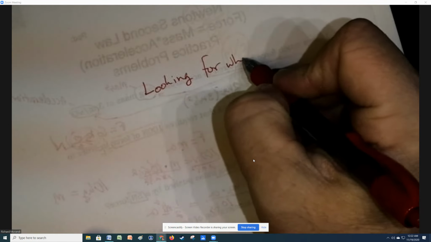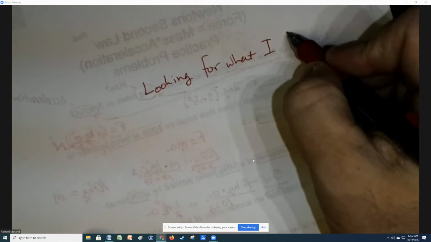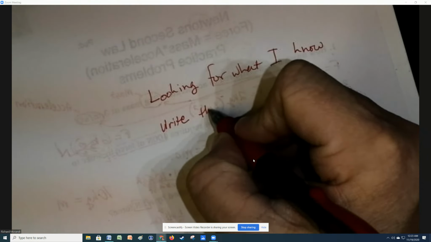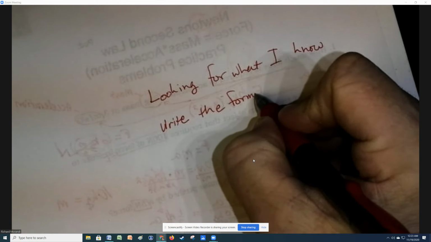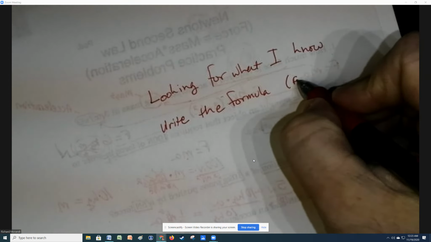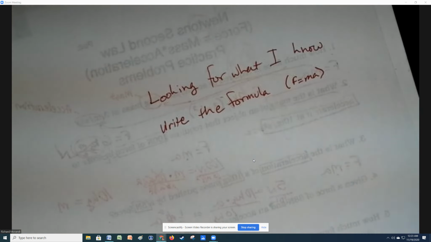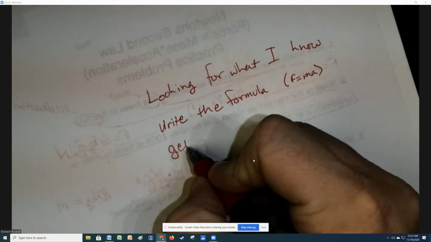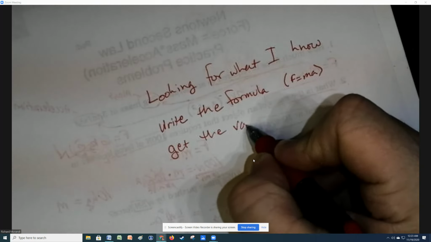You start by looking for what I know. What am I looking for? You know, what is the answer going to be? Mass, acceleration, velocity, what's it going to be? And what values do I know already? Write the formula. I can't overstate this. Write the formula. In this case, F equals ma, but there's many more formulas you're going to run into in physics. And then finally, get the variable alone.